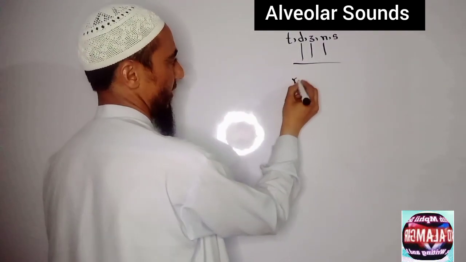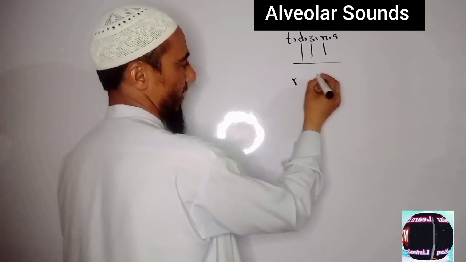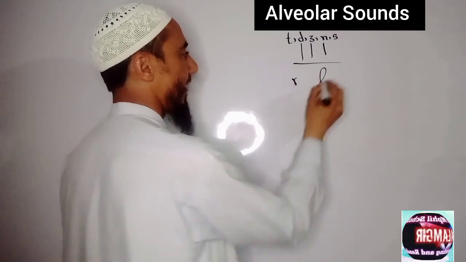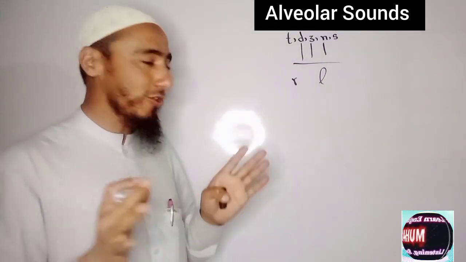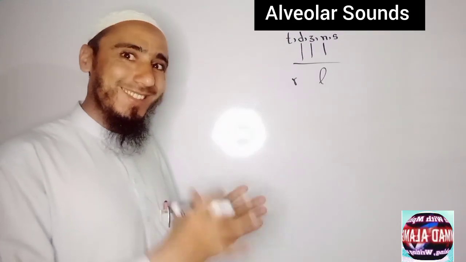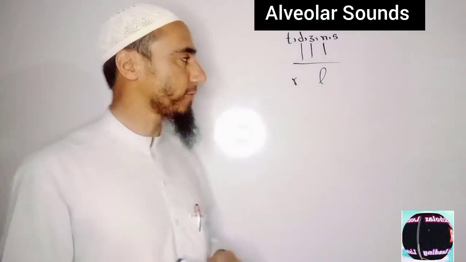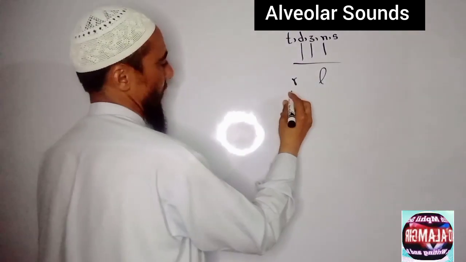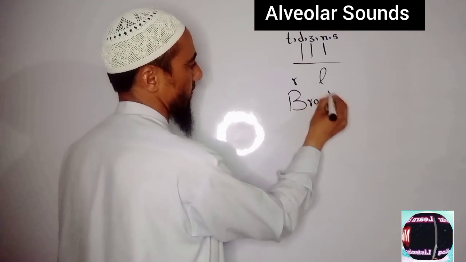The first one is known as the R sound, and the next one is known as the L sound. Now, there are two methods which we use to write these letters or these sounds in the form of symbols. The first method is known as broad transcription.